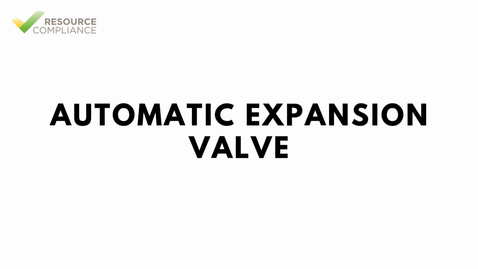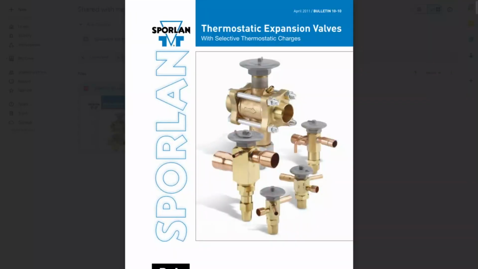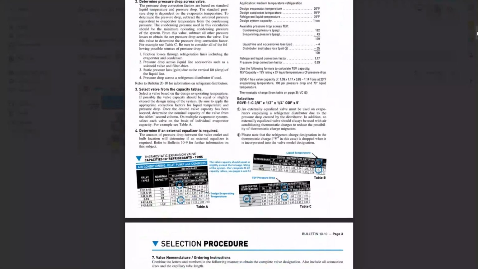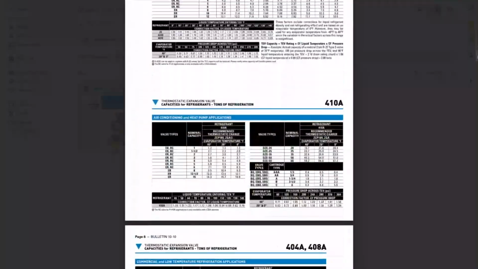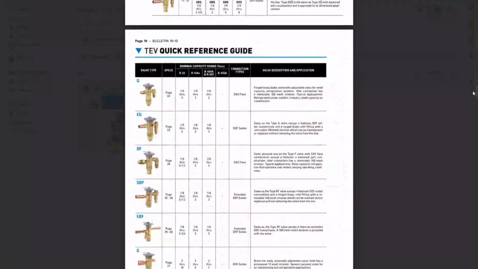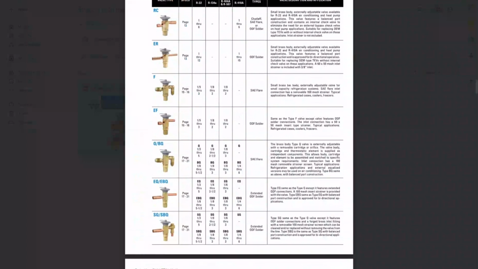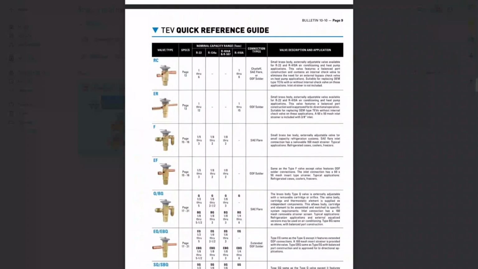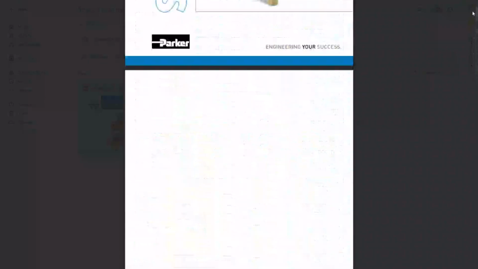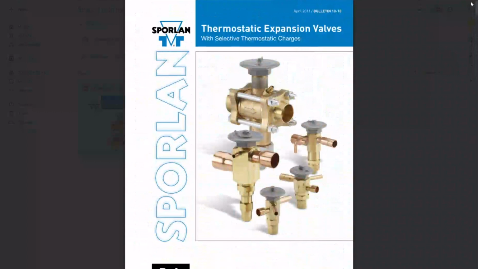An automatic expansion valve is a pressure-sensing device that maintains a constant pressure within the evaporator by adjusting the flow of refrigerant based on the evaporator's pressure. As the pressure in the evaporator drops, the diaphragm detects this change and opens the valve to allow more refrigerant into the evaporator. If the evaporator pressure increases, the valve closes slightly to reduce refrigerant flow.